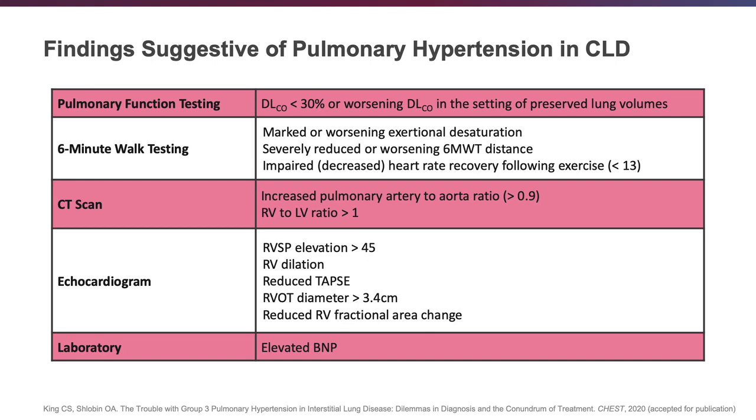So I mentioned RVSP already, right ventricular dilation, so looking at the diastolic diameter of the right ventricle. So usually the cutoff value is 3.4 centimeters. Reduced TAPSE, less than 1.5 centimeters. And in the 3-dimensional echocardiogram, reduced right ventricular fractional area change, so less than 44% is a cutoff. And then in the laboratory, elevated BNP. So BNP is one of the markers of the distended right ventricle. And when BNP is elevated, again, pulmonary hypertension should be considered.